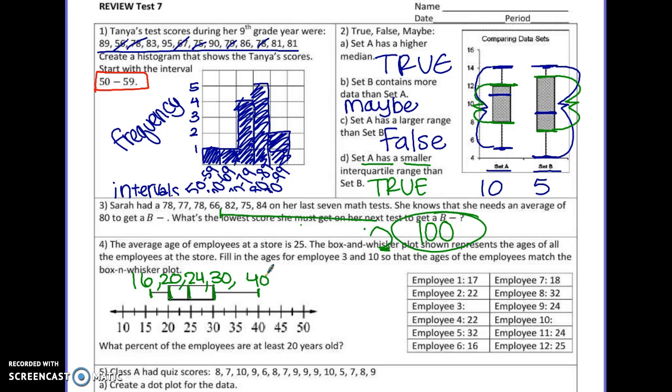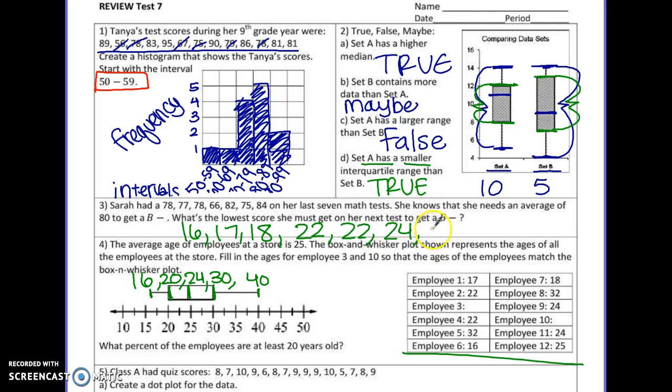Next, we're going to list out all of these ages from small to big that we know in our chart. So we've got 16, 17, 18, we got 22, 22 again, 24, 24, 25, 32, 32, and 40.